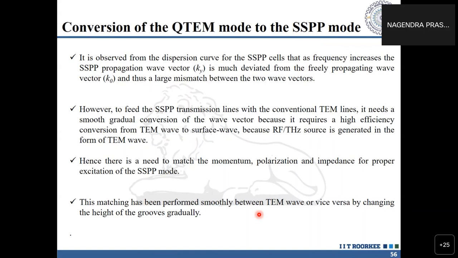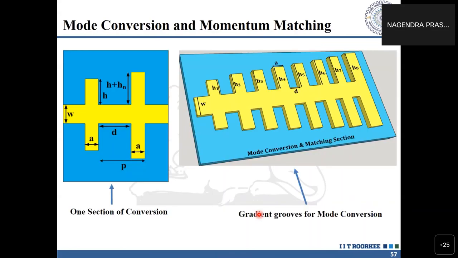So how do you convert, for example, the QTEM mode to the SSPP mode? Basically, how will you launch it practically? If you are going to launch the quasi-TEM mode through a microstrip line, how will you do that? The next few slides talk about that. So this is a mode converter. Mode conversion is possible with the help of momentum matching.